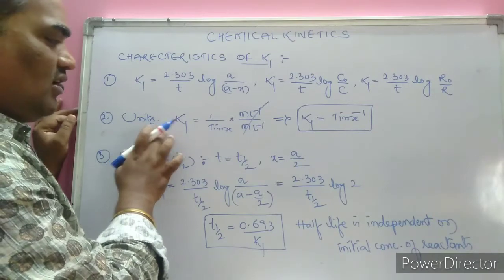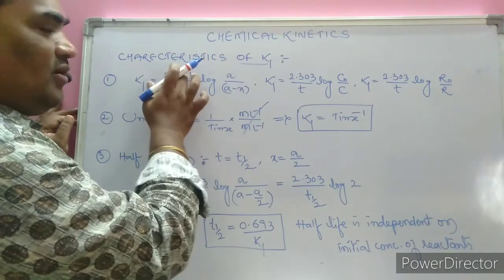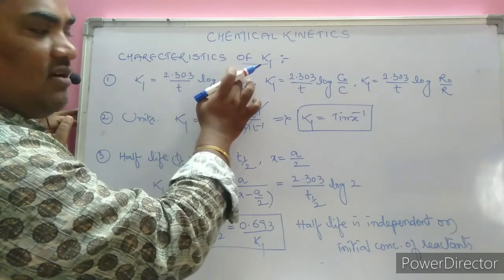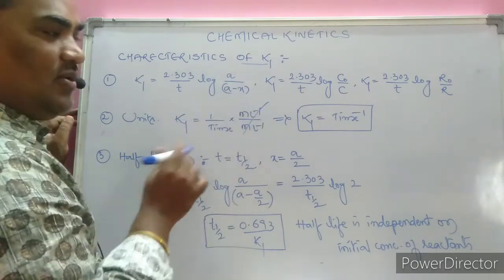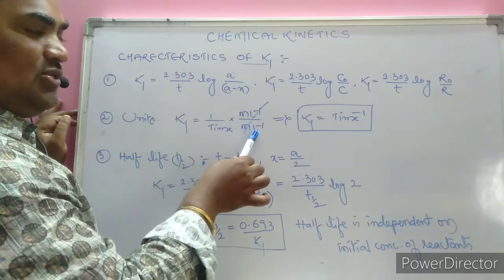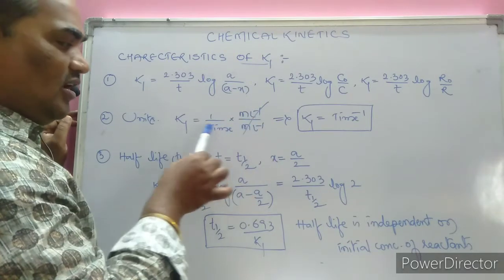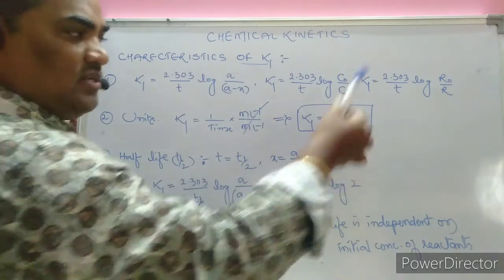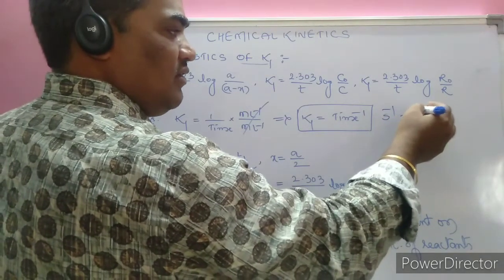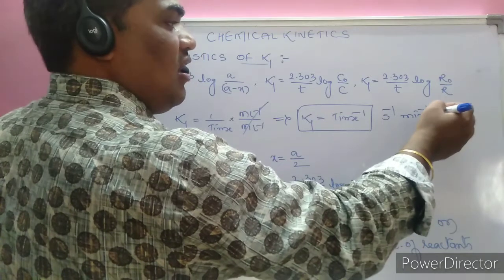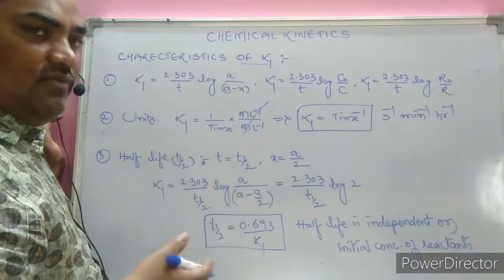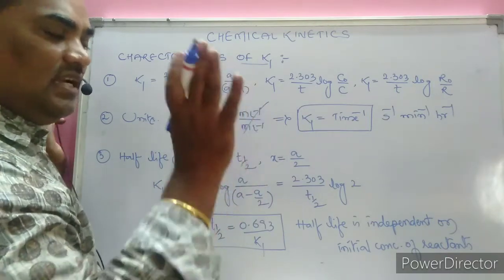What are the units of K1? K1 is equal to 2.303, a constant, by t, the time, and log is a constant. a is the concentration of the reactant expressed in moles per liter, and a minus x is also a concentration after t interval of time, also in moles per liter. Moles per liter cancels, and the left unit is time inverse. Time inverse may be second inverse, minute inverse, hour inverse, day inverse, week inverse, month inverse, or year inverse, whatever the time unit is.